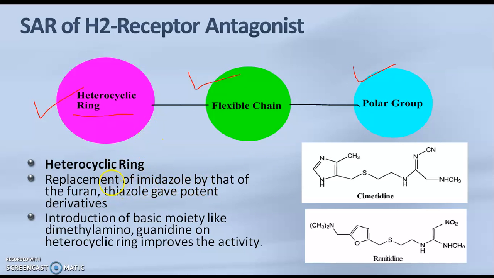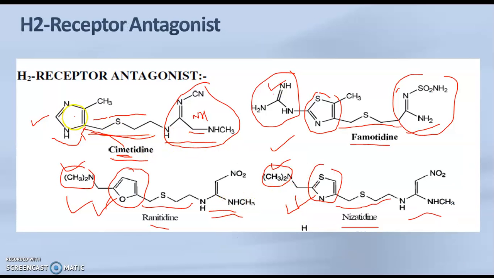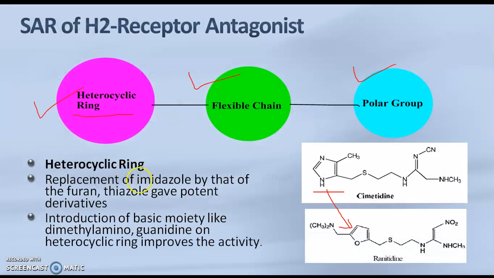The first compound which was discovered was cimetidine, which contains the imidazole ring. SAR says you can replace the imidazole ring with furan or thiazole, and it gives a potent compound. You can see here imidazole is replaced with thiazole, and imidazole is replaced with furan. Such replacement gives a potent compound. So this is the first point of SAR.